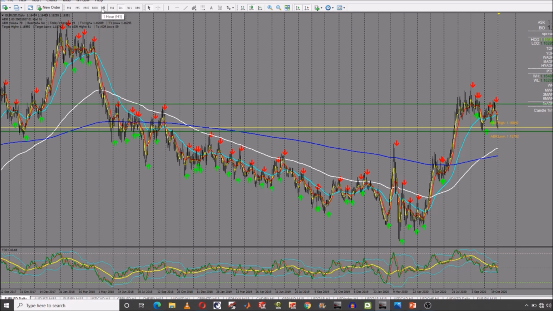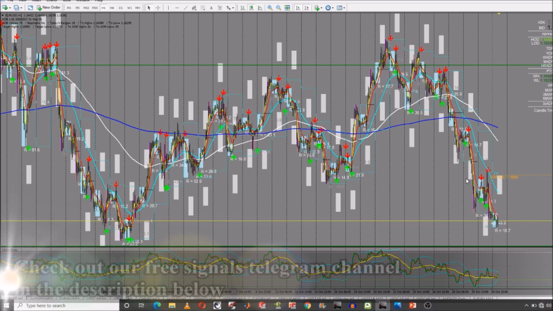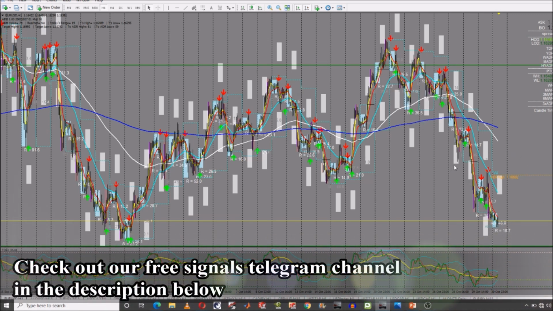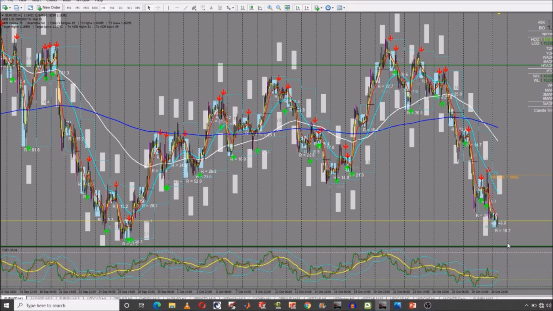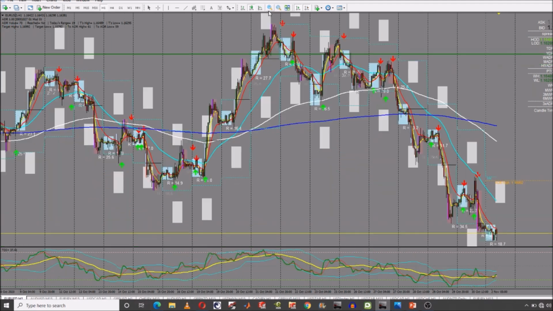Now, the next thing after marking out these high liquidity zones, we go to the H1 time frame. On the H1 time frame, marking levels from this high liquidity zone to this one will give us a picture of how many steps we are left from reaching this and reversing. So I'll use rectangles to mark levels.